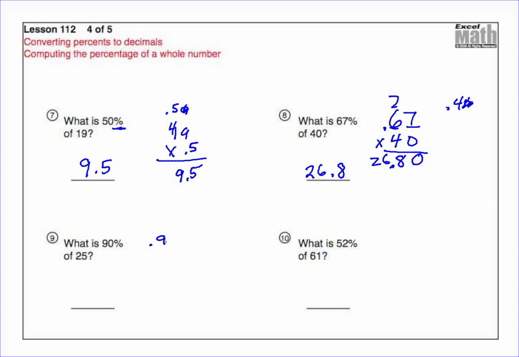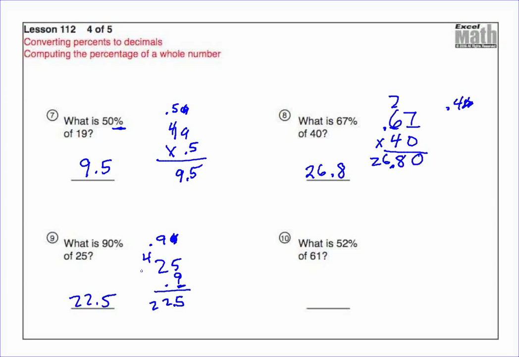What is 90% of 25? 90% is 0.90. Now that 0 is meaningless because it's not sandwiched between the decimal point and the number. So I can do 25 times 0.9. You could have put the 0.9 or 0.90 on the top. Doesn't make any difference. It'll come out the same, but to me this is a little bit easier. 5 times 9 is 45. Carry the 4. 2 times 9 is 18, plus 4 is 22. And we move the decimal point over one spot for this one spot here. And 90% of 25 is 22.5.